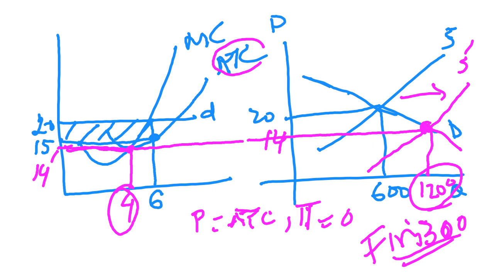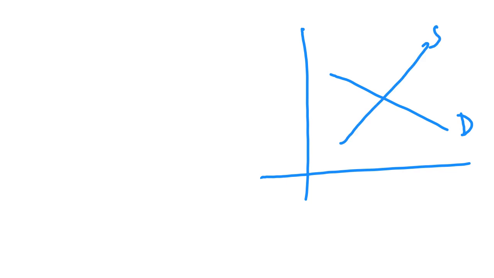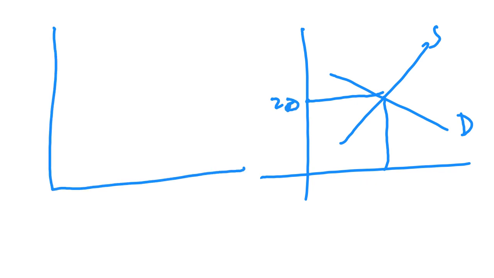So for losses, this is the diagram. Industry: demand, supply, output, price. Let me write price as 20, same price. Firm diagram: demand, marginal cost, 20 price. I don't know whether this firm is earning profit or losses.